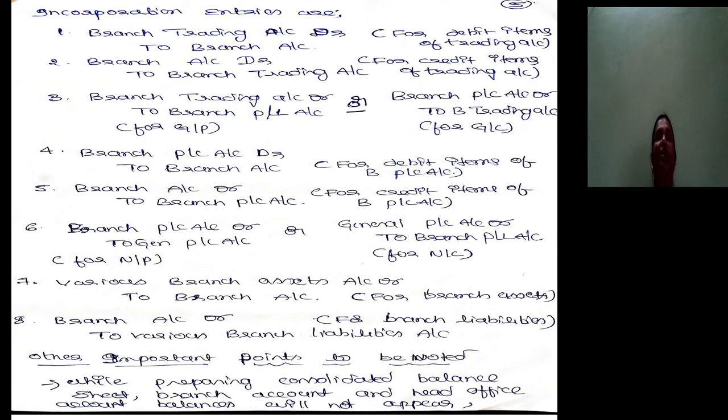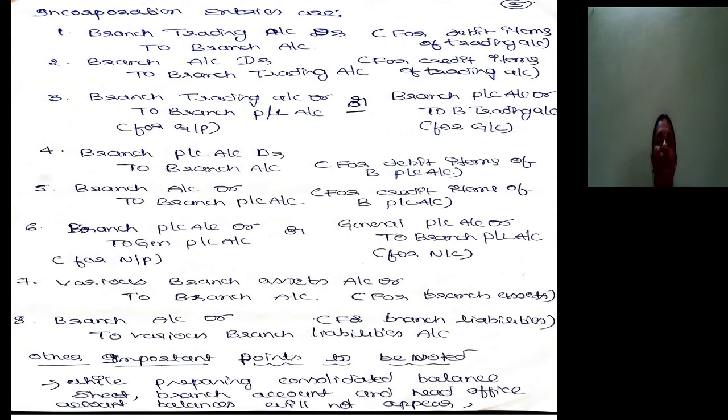Then trading account profit should be transferred to profit and loss account. The journal entry is branch trading account debtor to branch profit and loss account. For the debit item of branch profit and loss account, debtor to branch account. For the credit item of branch profit and loss, branch account debtor to branch profit and loss account.